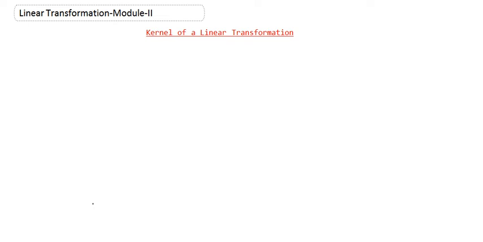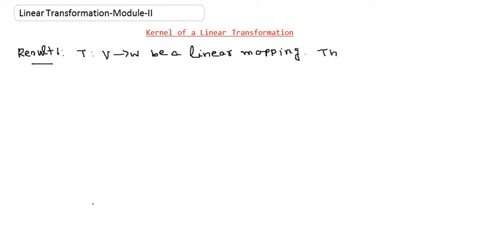So here we have the good results. We are going to state two results about the kernel of T. They are very important, beautiful results. The first one is very beautiful. Result 1 says that if T from V to W is a linear mapping, then we already saw that the kernel of T is a subset of V.